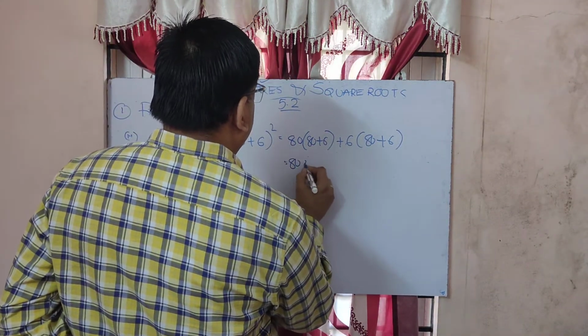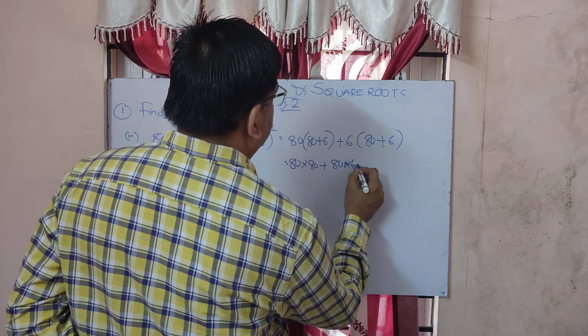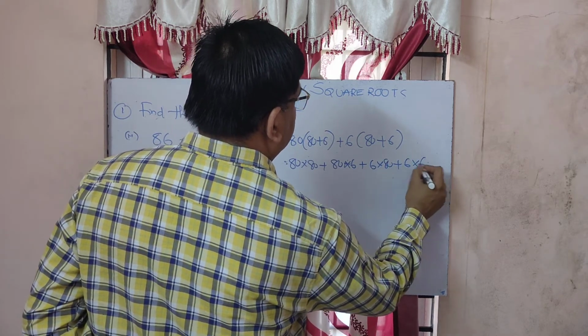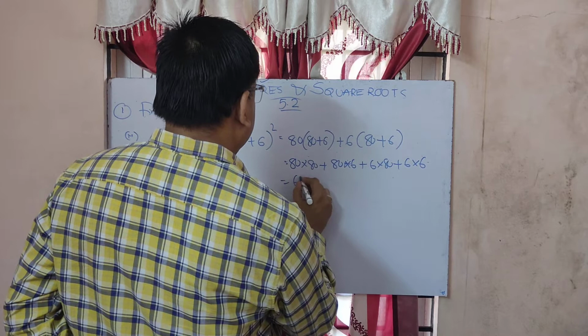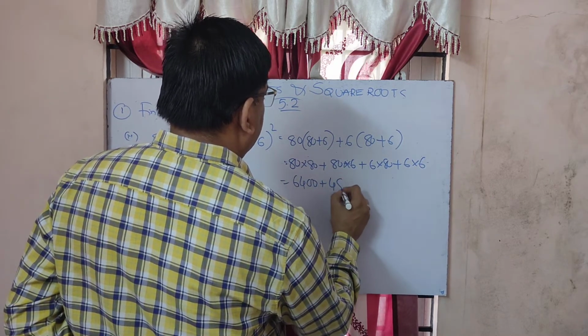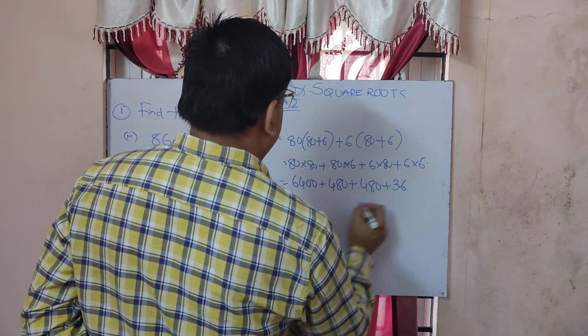80 into 80 plus 80 into 6 plus 6 into 80 plus 6 into 6. 8 8s are 64, double zeros, 8 6s are 48, 6 6s are 36.